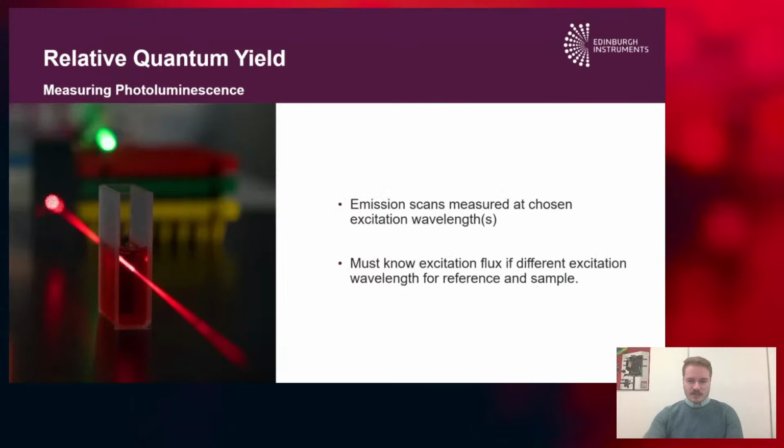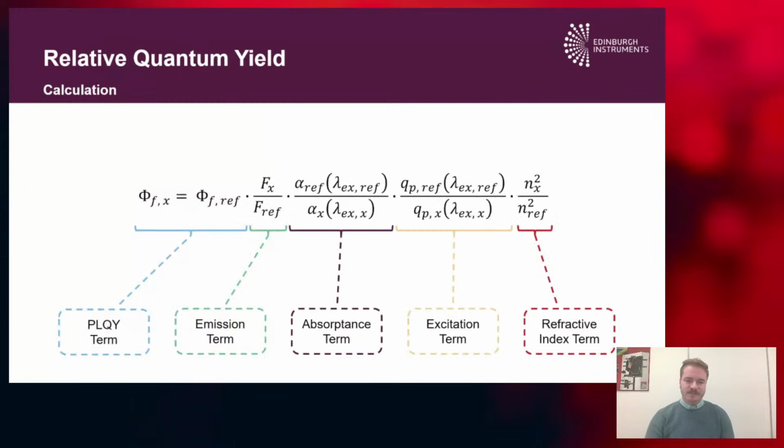We then also need to measure the photoluminescence emission of our two samples. This is typically done on a different instrument, and we measure the emission scans at our chosen excitation wavelength, but it's important to know the excitation flux, the actual number of photons hitting the sample, if the excitation wavelength is different for the reference and the sample. And I'll explain this when we see how to calculate our results.